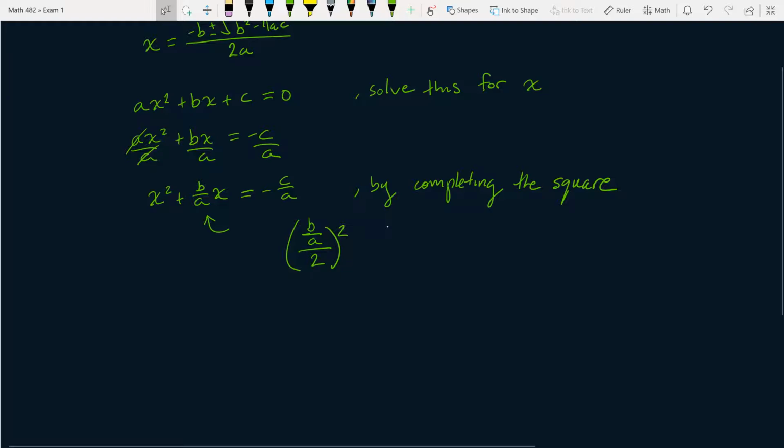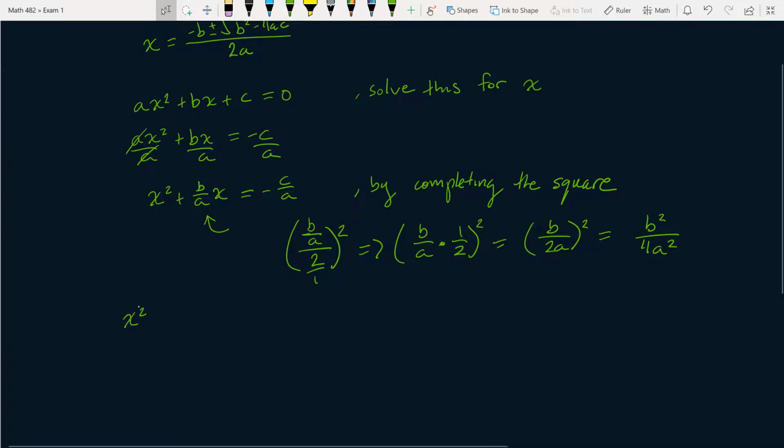So if we simplify this a bit, this is gonna turn into b over a times 1 over 2, because this is 2 over 1 right here, and this is still squared. We're going to get, let's not square it yet, b over 2a squared. And then if we finally square it, we're going to get b squared over 4a squared. Now we're going to add this to both sides.